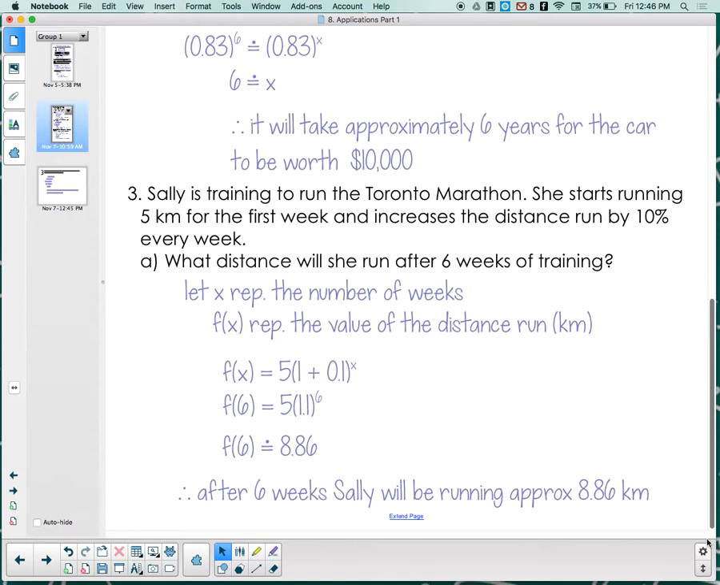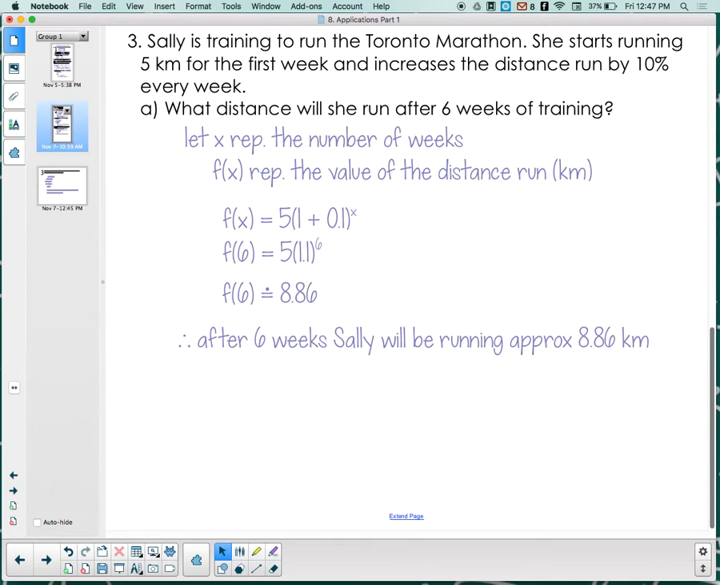And for A, we're looking to see how much she should run in the 6-week period, so X is 6, which gives us approximately 8.86 kilometers. So in week 6, she should be running almost 9 kilometers. We can shorten approximately, by the way, to just approx. Or about, yes, that's another good word, about.